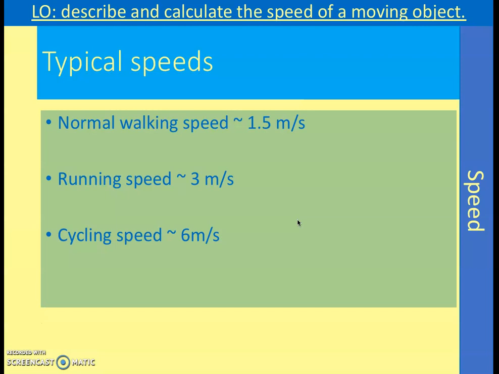If we're talking about typical speeds, you are sometimes asked in the exam to rearrange typical speeds in order. So for example, we all know walking is the slowest, so walking is about 1.5 meters per second. Running, we would expect to cover more distance in a shorter amount of time, so we've about 3 meters per second. And cycling, same thing again, we're about 6 meters per second. So that makes logical sense. As I increase my speed, that means I'm increasing the distance covered in a shorter period of time.